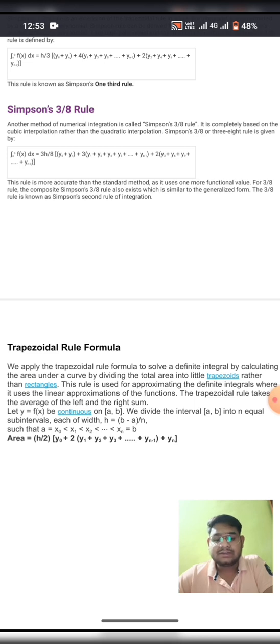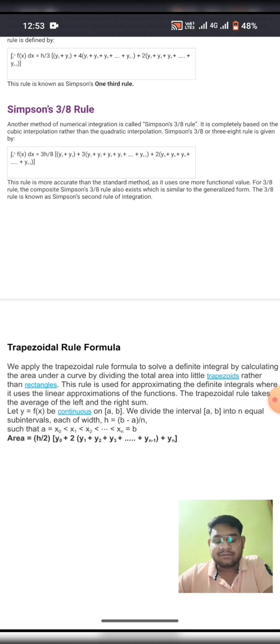Now let's move on to the trapezoidal rule formula. We apply the trapezoidal rule formula to solve a definite integral by calculating the area under a curve by dividing the total area into little trapezoids rather than rectangles. This rule is used for approximating definite integrals where it uses the linear approximation of the function. The trapezoidal rule takes the average of the left and the right sum.